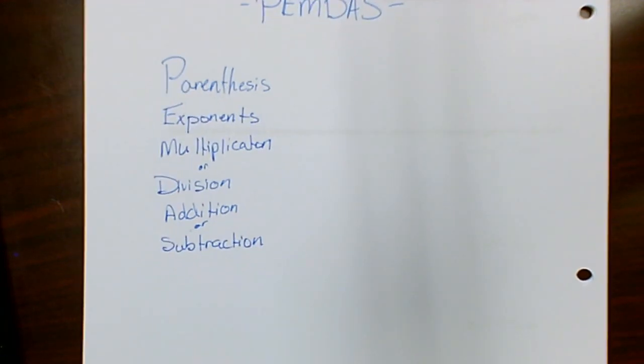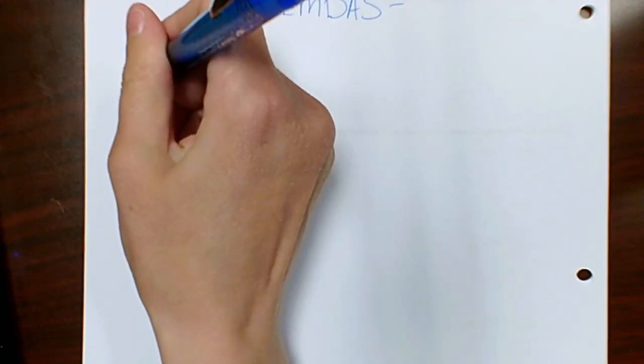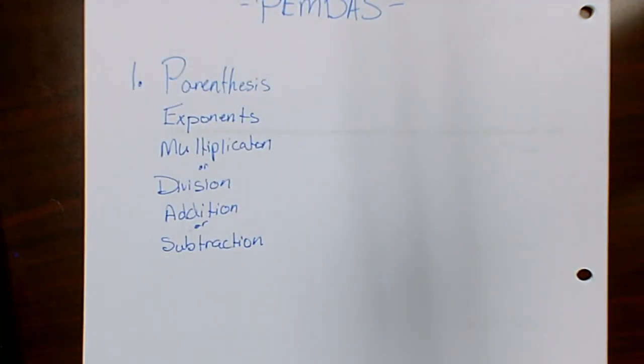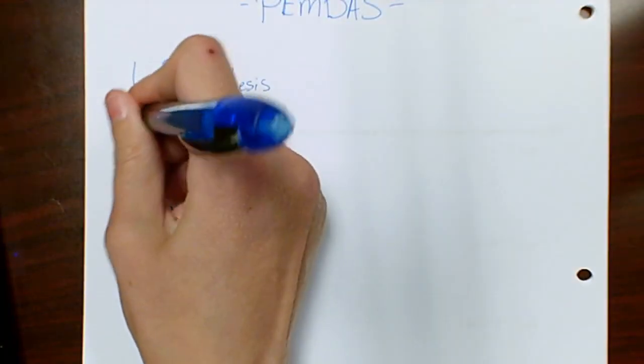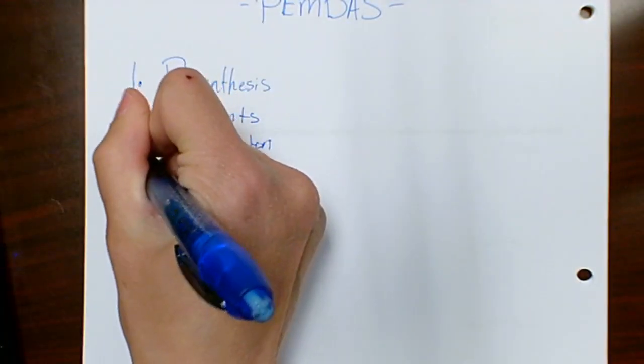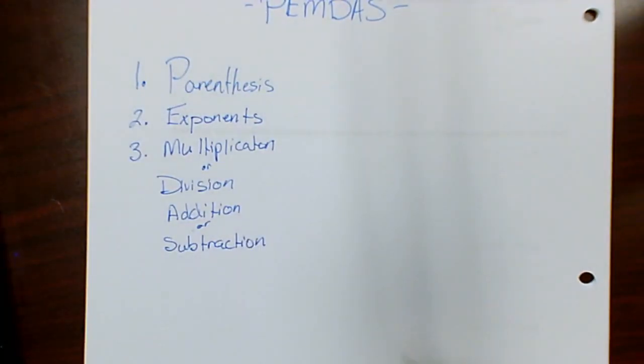You can also think of PEMDAS in 4 steps. So the first thing you would take care of is your parentheses, then your exponents, then multiplication or division from left to right, and then your 4th step is to take care of addition or subtraction from left to right.